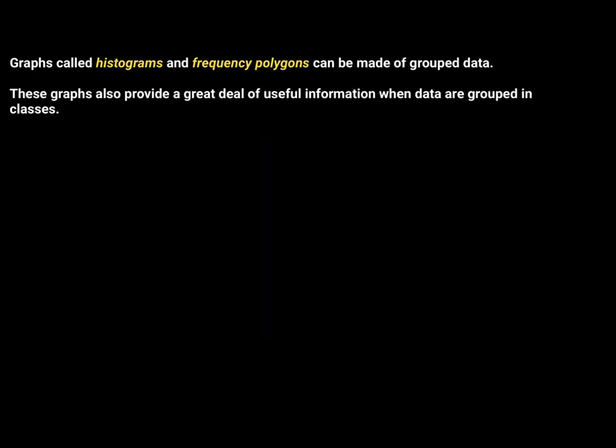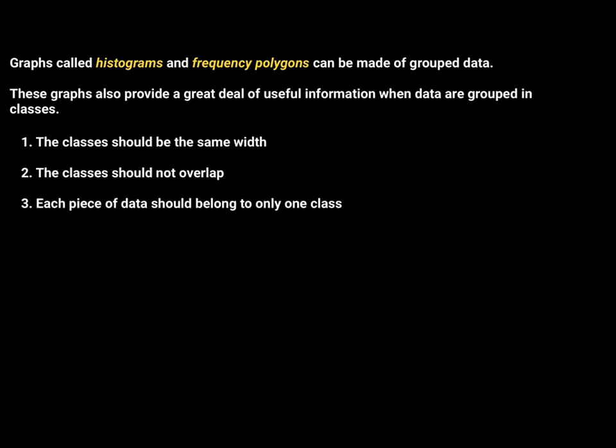Now we're going to look at histograms and frequency polygons. Now these types of graphs are especially helpful when data is grouped in classes. So when we use a histogram or a frequency polygon, in other words, when the data is grouped by classes, there are a few rules that should be followed. And they are: the classes should be the same width, the classes should not overlap, and each piece of data should belong to only one class.